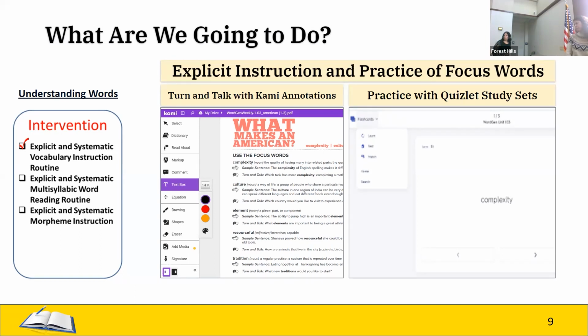It helps them study. So as you can see, this was what they used for the turn and talk. They were presented with a question. Each of those focus words then presented another question that they needed to discuss.